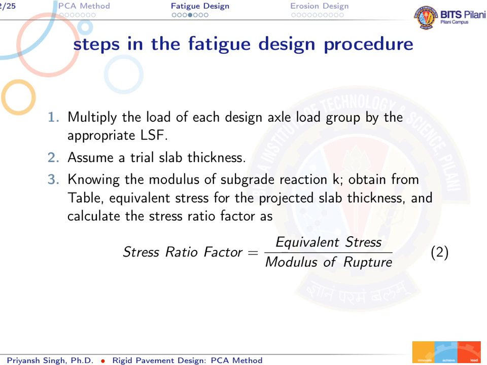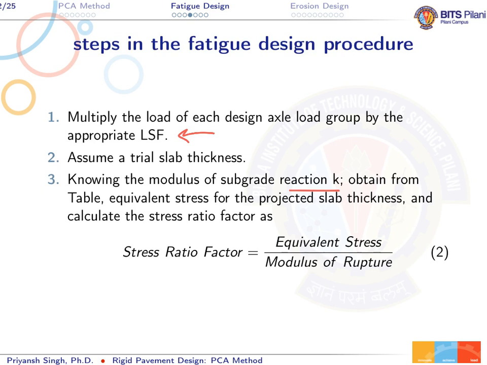So step 1 will be to multiply the load of each design axle load group by an appropriate load safety factor. Assume a trial slab thickness. So this will be a trial and error process. You need to assume one trial thickness and then determine the value D. Knowing the modulus of subgrade reaction K, go to a table. The table is in the next slide.